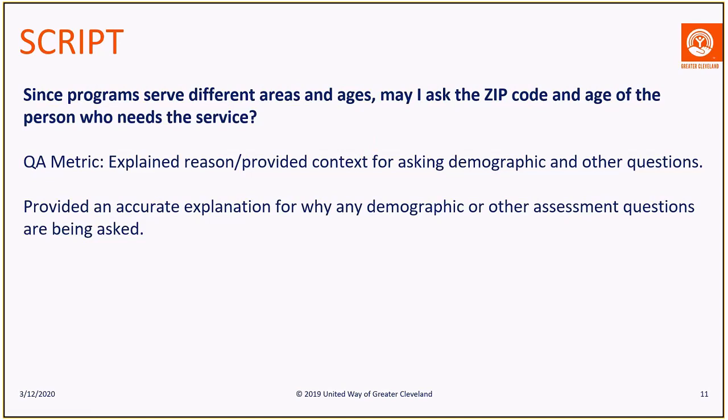All right, next line in the script: "Since programs serve different areas and ages, may I ask the zip code and the age of the person who needs the service?" So the QA metric that correlates with this is explained reason and provided context for asking demographic and other questions. The definition of that metric is that you provided an accurate explanation for why any demographic or other assessment questions are being asked.